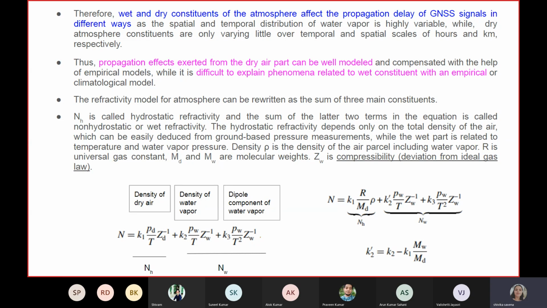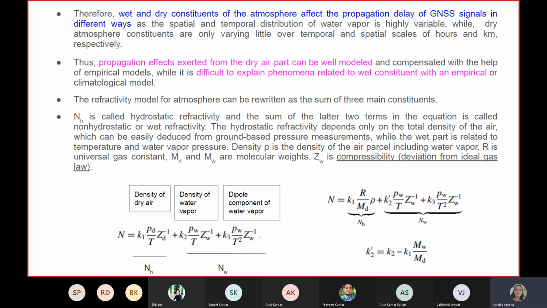Okay, the dry part is generally very stable in nature as against the wet part. The wet part varies very dynamically. So it is harder to model the wet part of the refractivity as compared to the dry part.